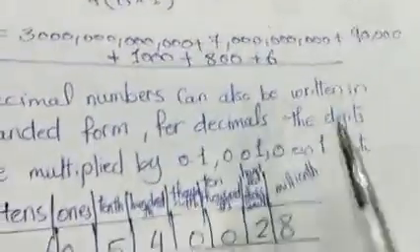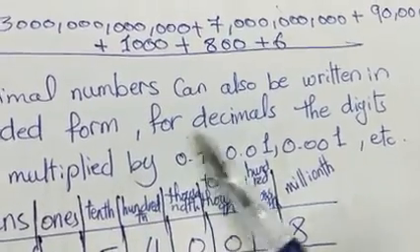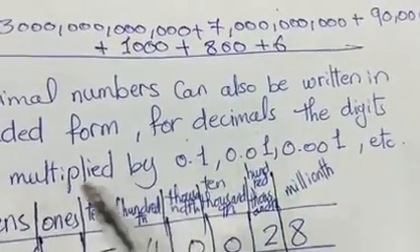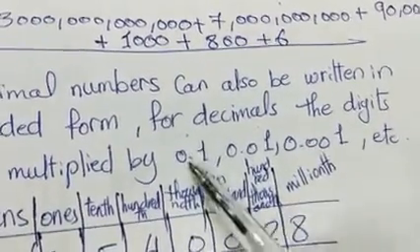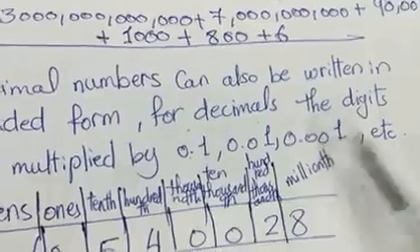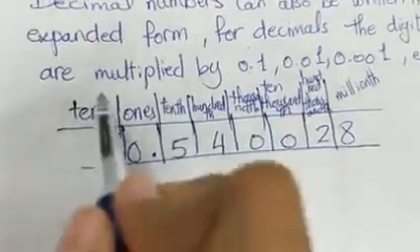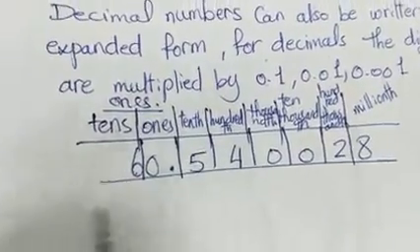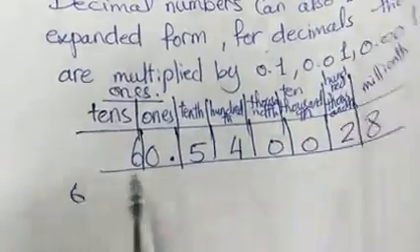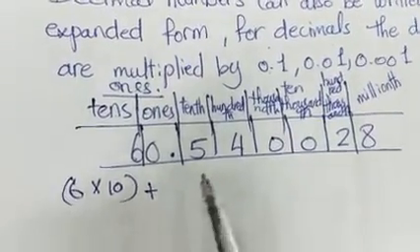Decimal numbers can also be written in expanded form. For decimals, the digits are multiplied by 0.1 or 0.01 or 0.001, which is tenths, hundredths, thousandths, ten-thousandths, etc. So in this one, I have first 6 in the ones period. So I will have first 6 times 10, plus, then I will have 0.